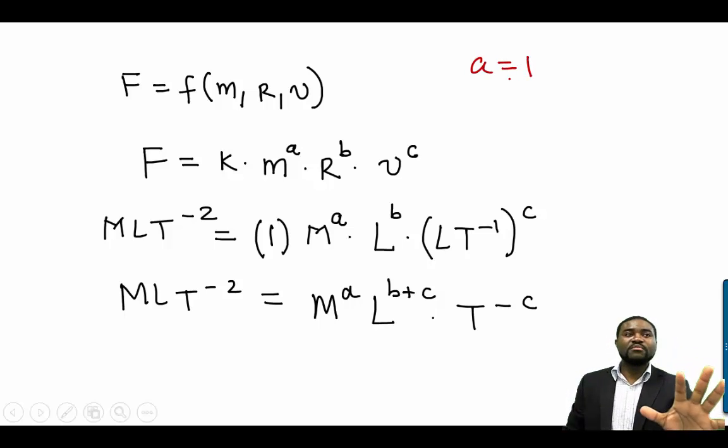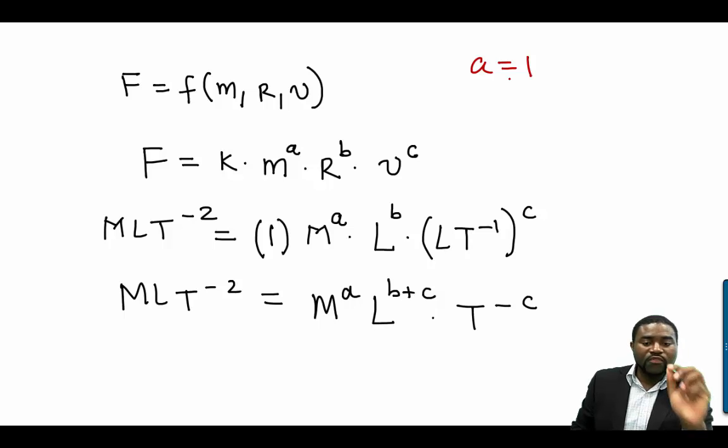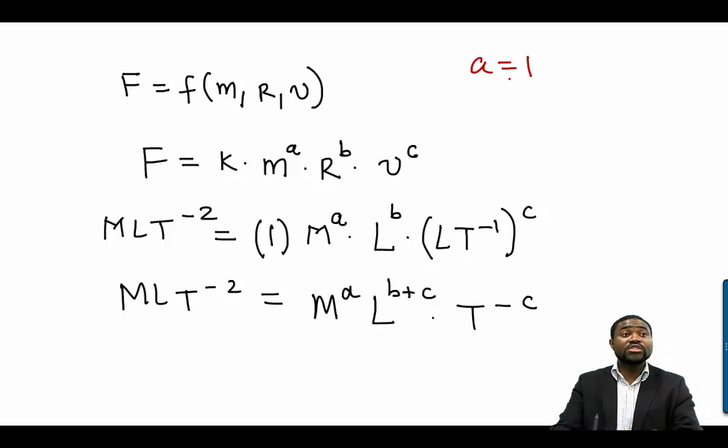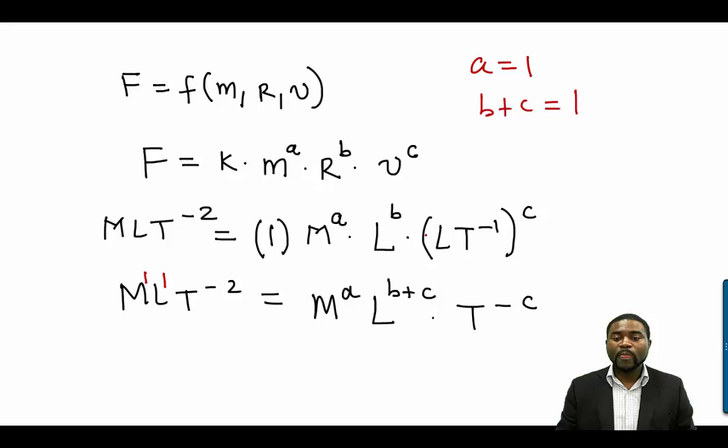Now, let me say this before I proceed. For this equation to be correct, the exponents of the terms on the right-hand side must be equal to the exponents of the terms on the left-hand side. For this equation to be what? Equal. That is why A is equal to what? 1. And B plus C is also equal to what? 1.